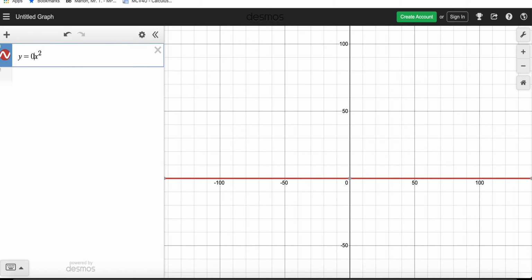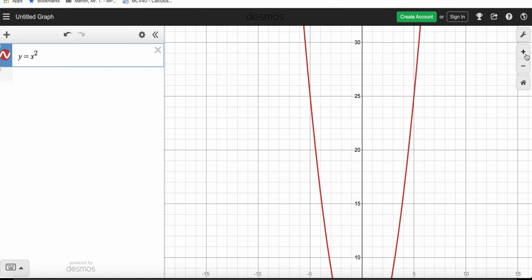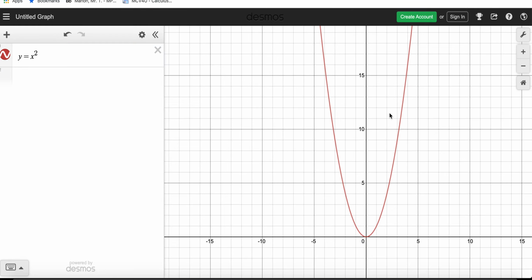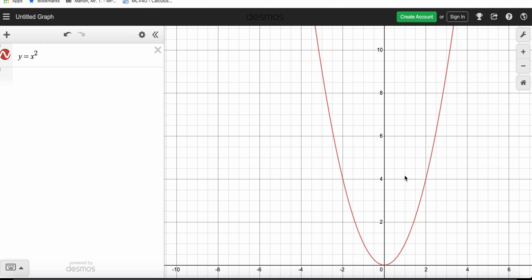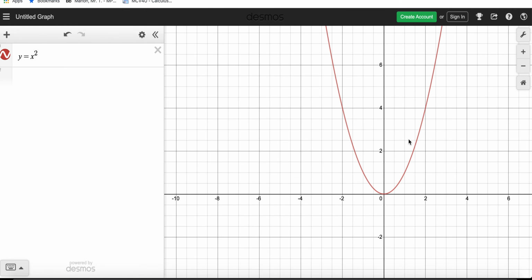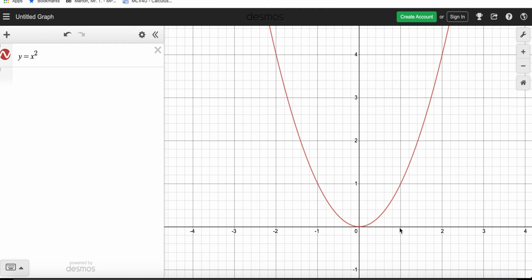So what really happened in a stretch, for example? Let's go back to the stretch example here. Our original graph. When x was 1, 1 squared was 1, so the point would be 1 and 1. Let's sub in 5 here.